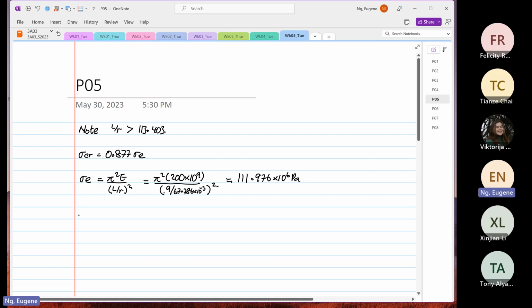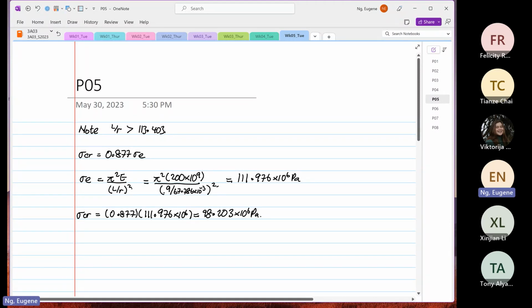So my stress critical is equal to 0.877 multiplied by 111.976 times 10 to the power 6. Stress critical is 98.203 times 10 to the power 6 Pascal.